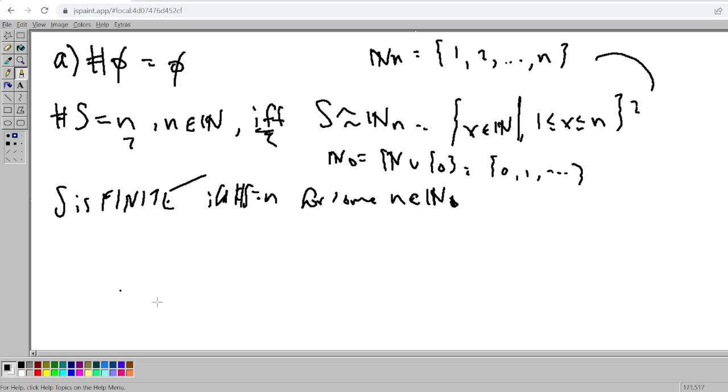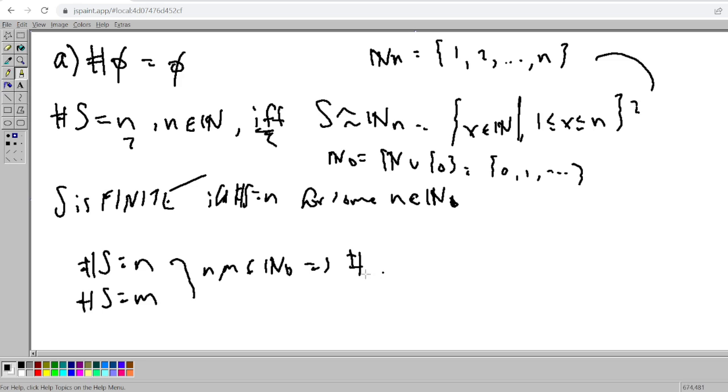And then another thing that's intuitively clear is that if the cardinality of S is equal to n and the cardinality of S is equal to m, and n and m are both in the natural numbers, then that just implies that n equals m, because no duh.